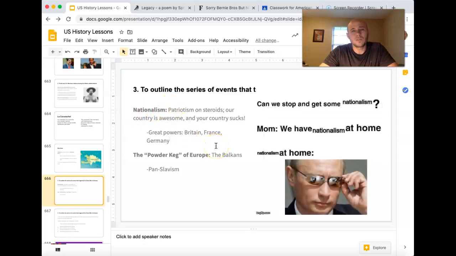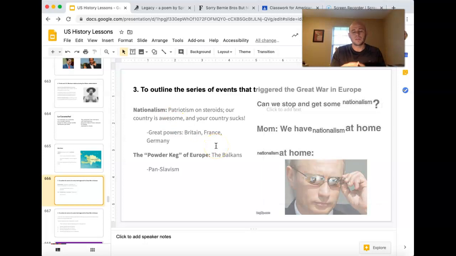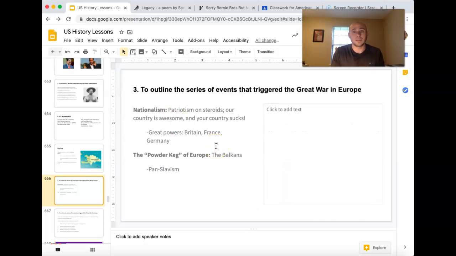Nationalism refers to when a country doesn't just respect and honor itself, but when it thinks it's the best thing ever. Here's my definition. Nationalism is patriotism on steroids. Our country is awesome, your country sucks. Patriotism's okay. If you like your country and you're proud to be a part of it, that's one thing. But if you think of yourself as superior and you basically view other nations as less than human almost, then you're kind of hitting that nationalistic spot. You don't want to be there.